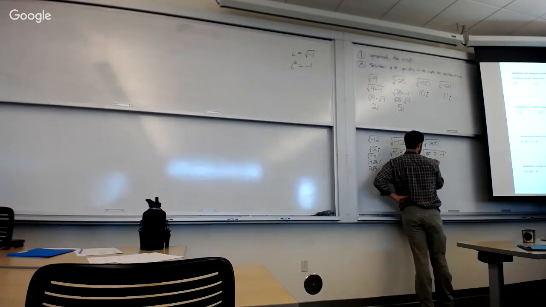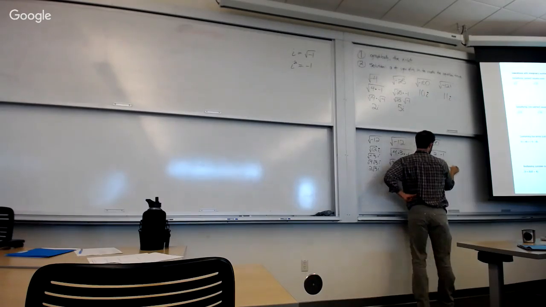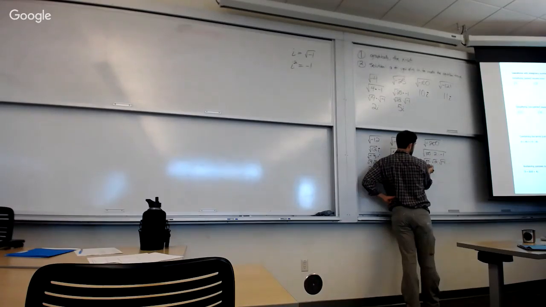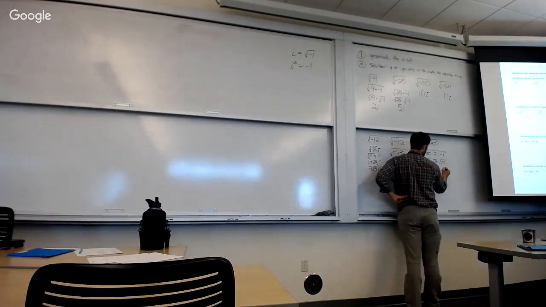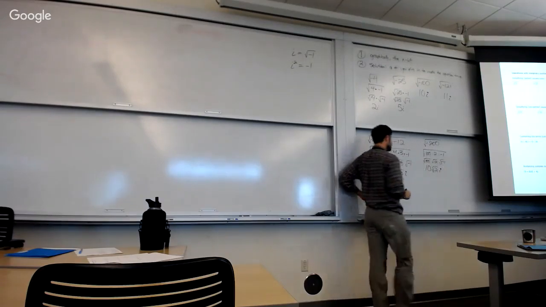Now I have the square root of 100 times the square root of 2 times the square root of negative 1. And so the square root of 100 is just 10. And then the square root of 2 stays root 2. And the square root of negative 1 is i. So the answer would be 10 root 2 i.